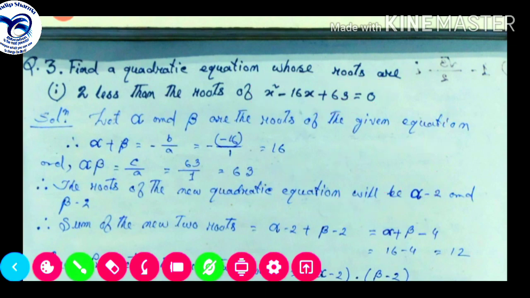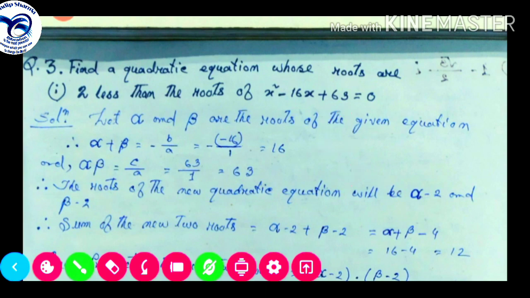So alpha plus beta, that means minus b by a. So minus, then b value is equal to minus 16, and a value is equal to 1. So minus minus plus, 16 divided by 1 is equal to 16 only. That means the sum of the roots we got is 16, and the product of the roots, that means alpha into beta, is our c by a. So c value is equal to 63, a is equal to 1. So 63 divided by 1 is equal to 63.